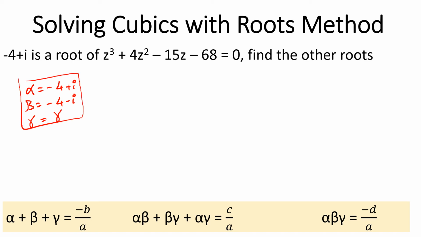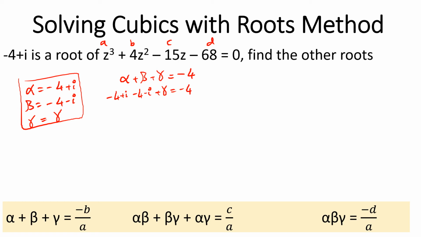Okay, it should be true that if we do alpha plus beta plus gamma, we get minus b over a. Remember, we're talking about a being the amount of z cubed and b being the amount of z squared and so on. So this should be equal to minus 4. Now, does that actually let us solve things? Well, hopefully, because if we sub this all in, we get minus 4 plus i, minus 4 minus i, and then plus whatever gamma is, equal to minus 4.